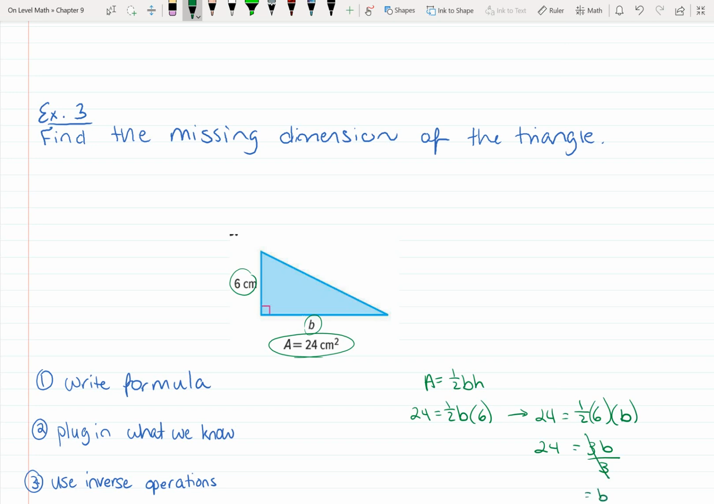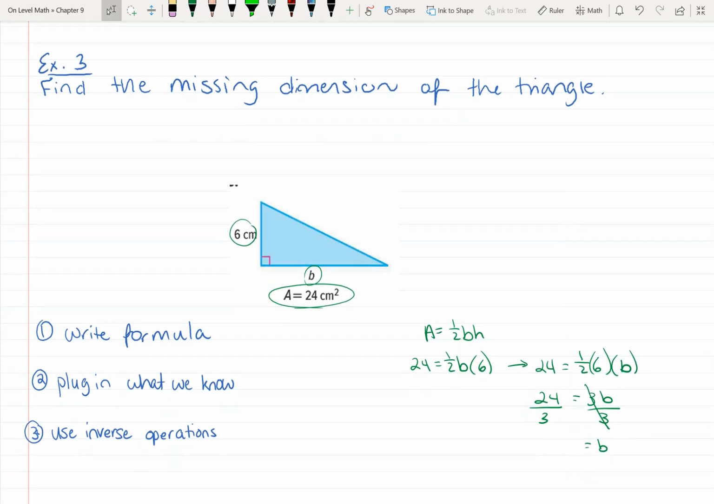What I do to the left side, I do to the right side. So I divide this side by 3. And 24 divided by 3, I get 8. And it's not just 8, it's 8 centimeters.